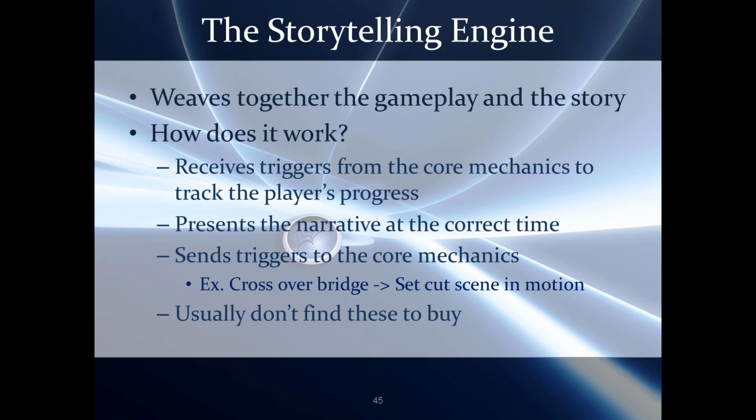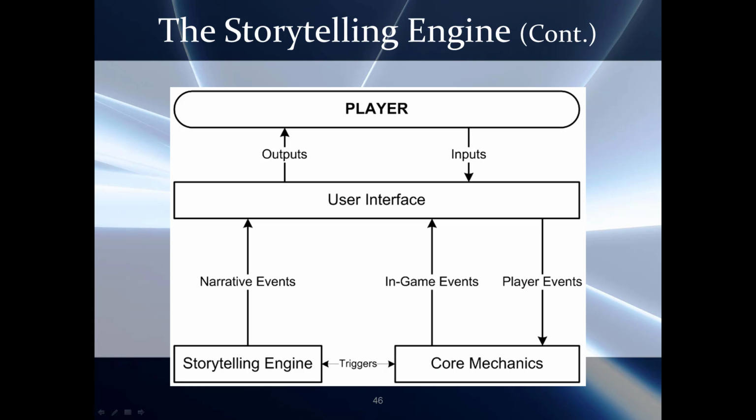So, if I have a trigger, let's say now, all of a sudden, as I use the crossover bridge, we're going to set a scene in motion to create that narration. So in other words, that's a trigger that's coming from the game engine and then going to be projected out. So this is what a simple storytelling engine will do for you. It is down here at the bottom left, and as you can see, the triggers go back and forth.